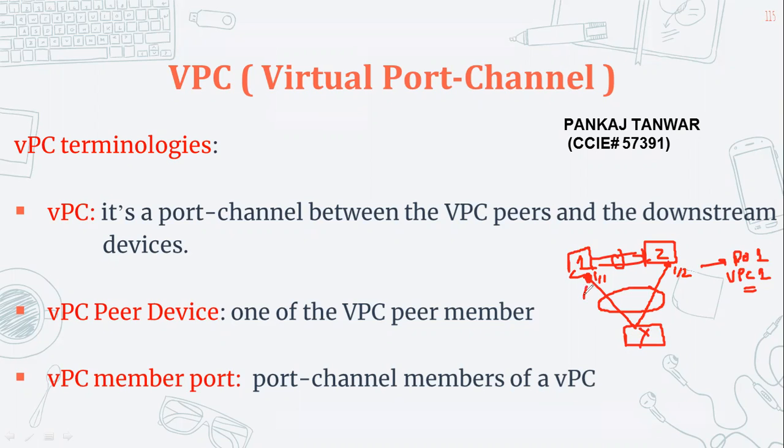So these ports 1/1 and 1/2, which are ports of this port channel which is in VPC1, we call these the member ports, or the VPC member ports. Okay, and these devices we call the VPC peer devices.